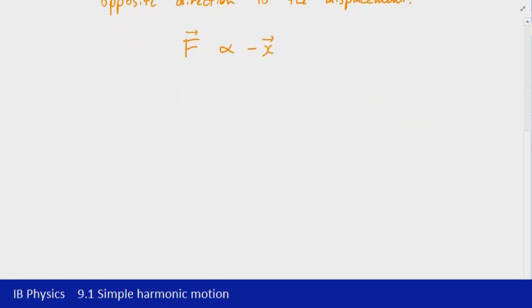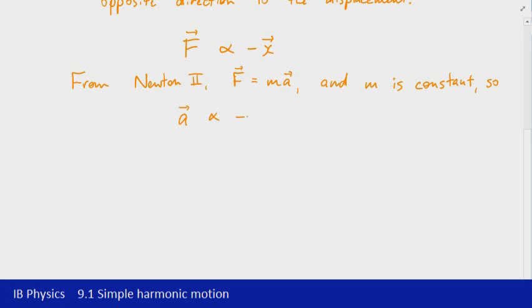Now if we think about Newton's second law, so from Newton 2, using that abbreviation, we have that force is equal to mass times acceleration, and so because the mass is constant for this object that's going to be undergoing simple harmonic motion, what we can see is that the acceleration is likewise going to be proportional to the displacement and in the opposite direction. So we've got that relationship we can also express.